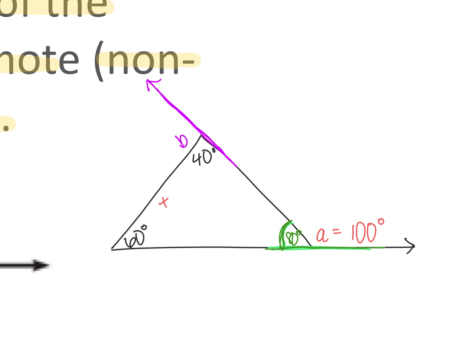So how would I find the measure of angle B? What do I have to add? Which two angles do I have to add? Which two angles am I going to add to get B? Remember, it's the non-adjacent interior. Which ones? Not 60 and 40. 60 and 80. So I'm going to add 60 and 80. What's 60 plus 80? Good. This is going to be 140 degrees.